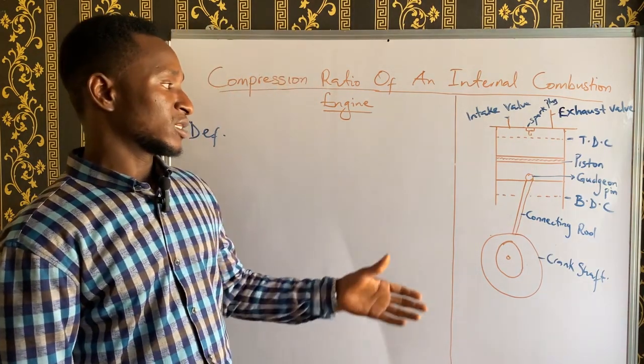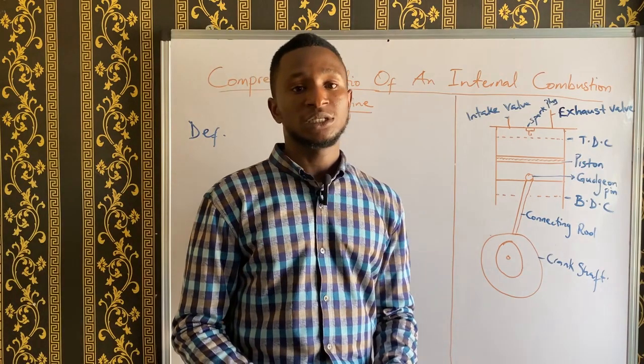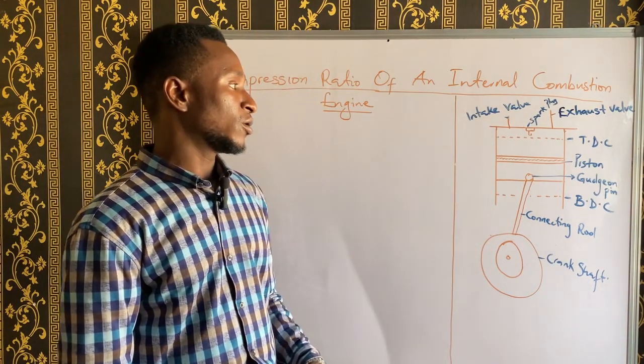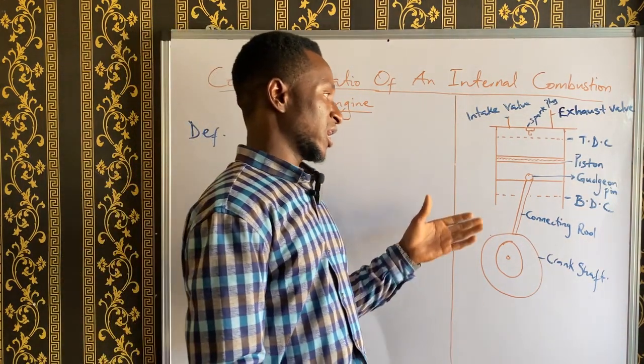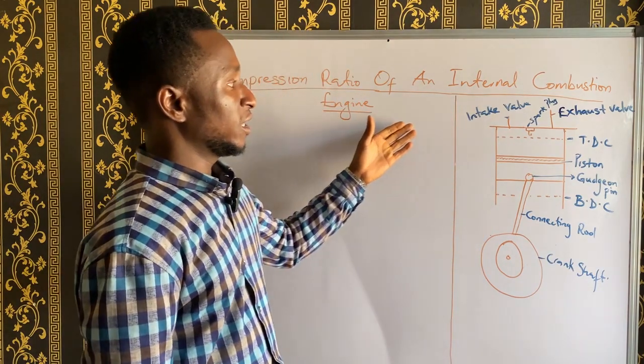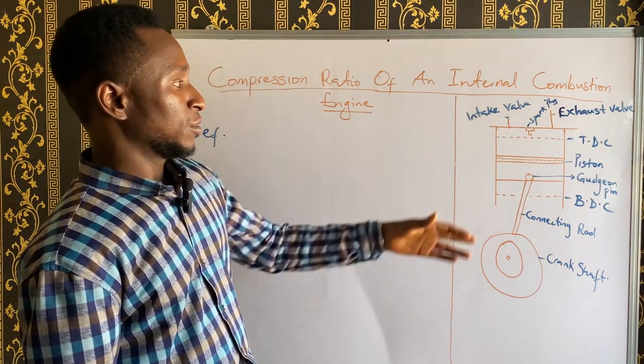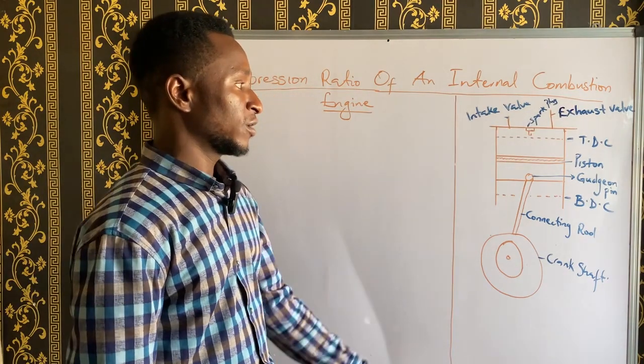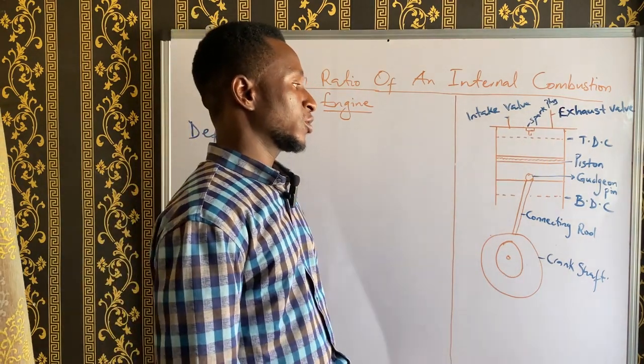Now, we need to understand this diagram before we proceed. This is the diagram of a four-stroke engine. We have the inlet valve, which is the intake valve, the spark plug, exhaust valve, the piston, and the crankshaft.